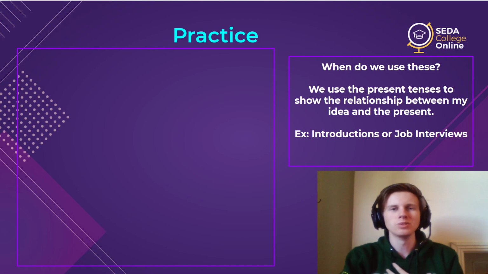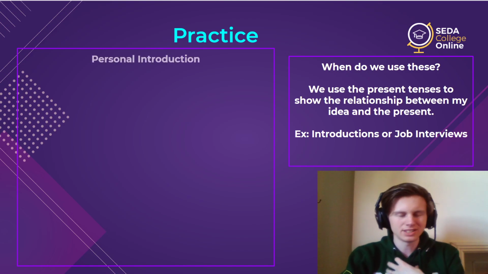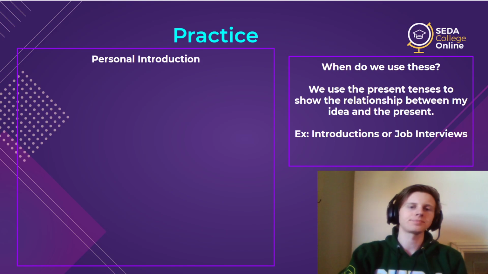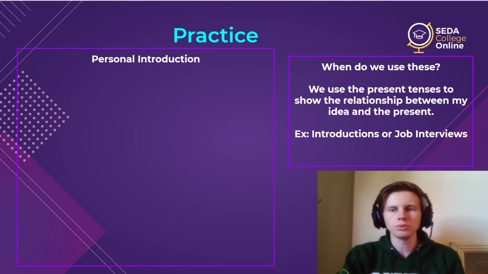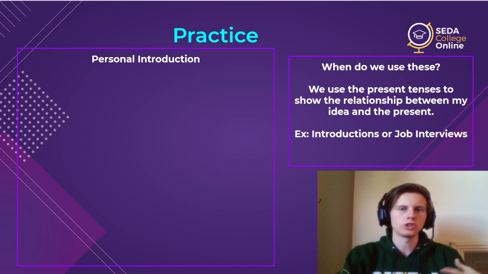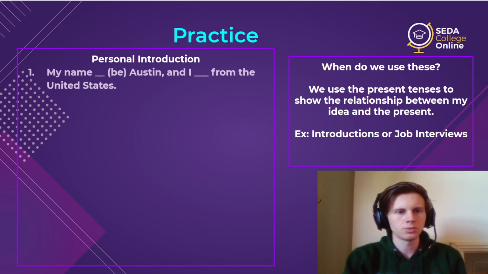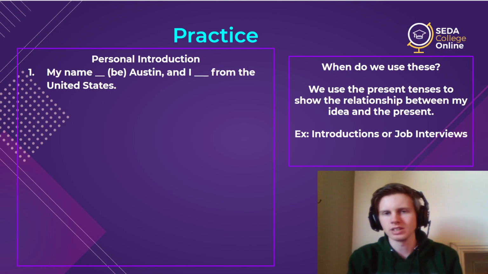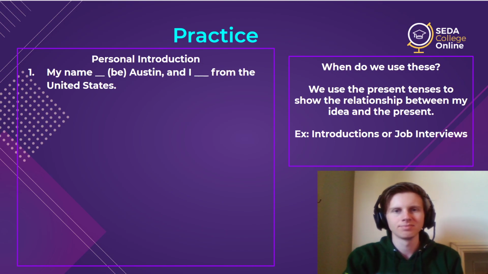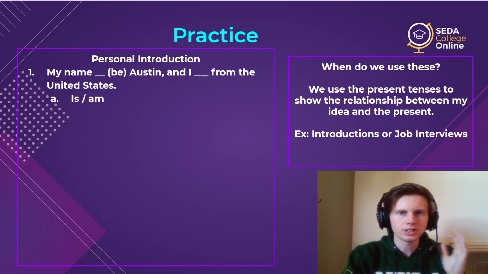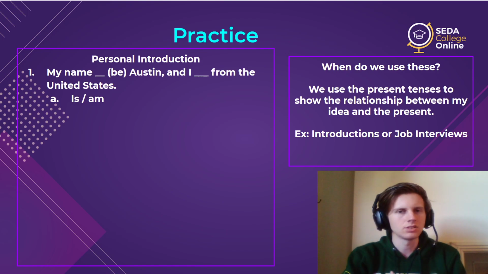I wrote my own introduction for you all. This is about me, my personal introduction. And I'm going to show you how I'll use all of these different tenses to show my ideas. So the first one, my name, Austin, and I'm from the United States. Try to guess, how do you finish these? All right, the correct answer is is and am. Present simple, very direct. These are facts about me. My name is Austin and I am from the United States. Those are just facts. So we use the present simple.